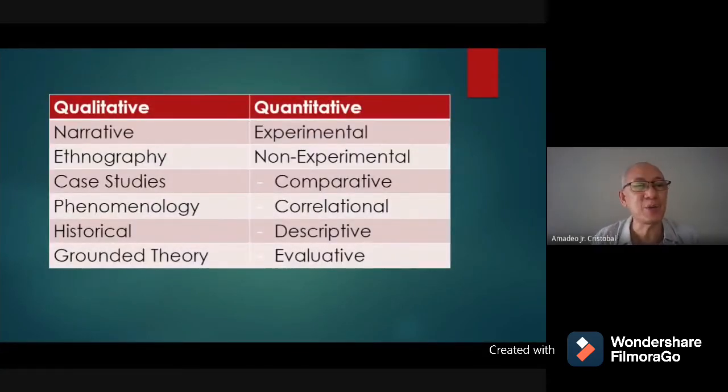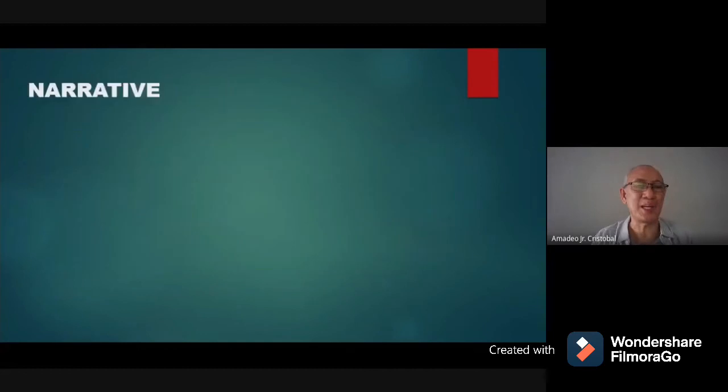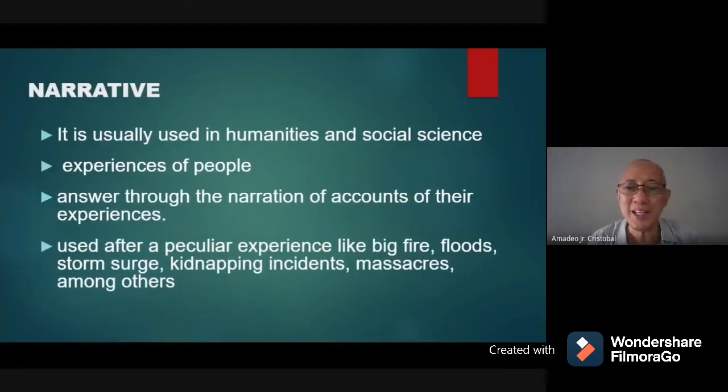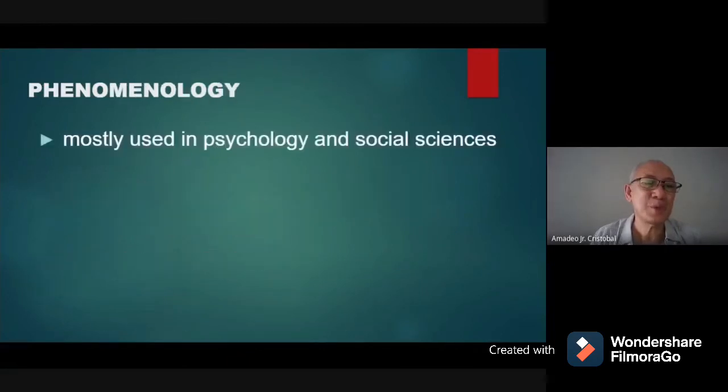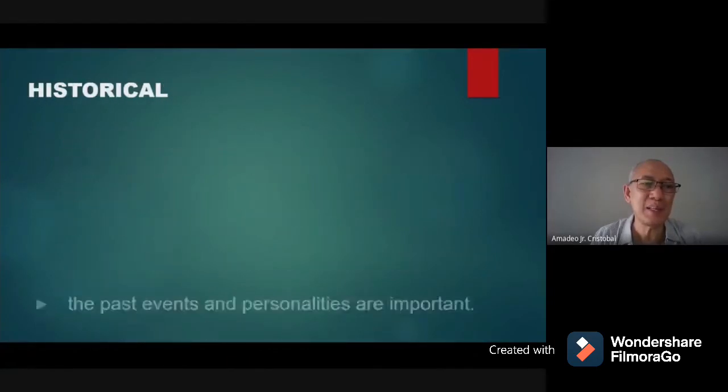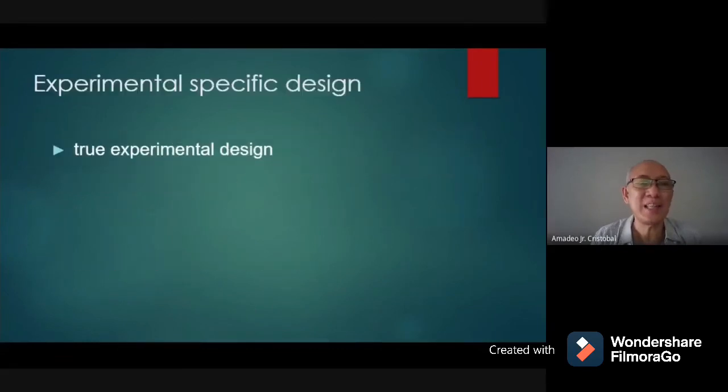We have narrative, ethnography, case study, phenomenology, historical, and then grounded theory. And then let us proceed. The grounded theory I did not discuss because it will be very difficult for you to do, since you are just in a bachelor's degree. Grounded theory is a kind of qualitative research wherein you have to come up with a theory out of the study. Now let us proceed with the other type, and this is now the quantitative.